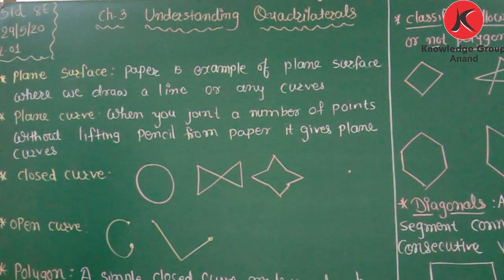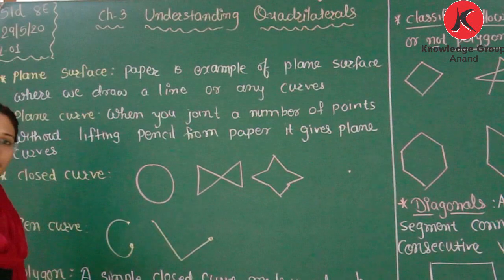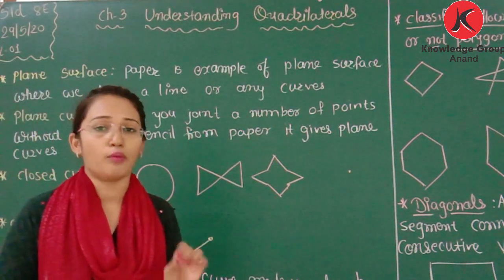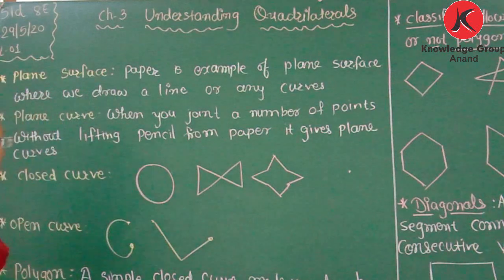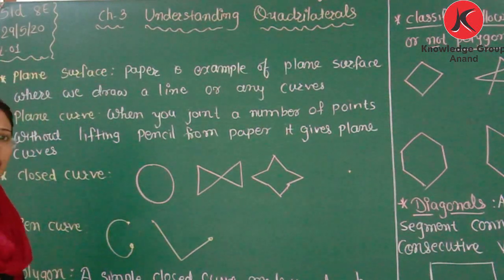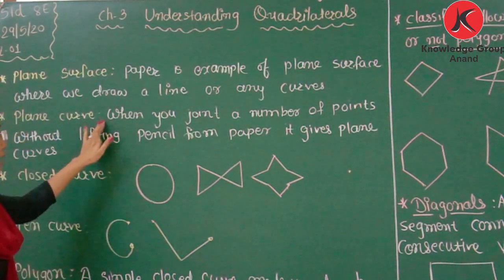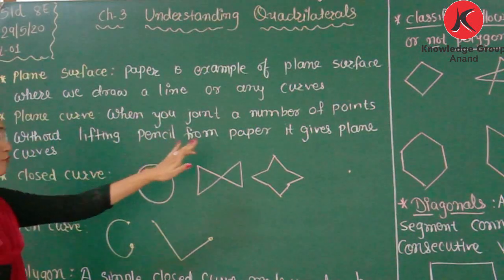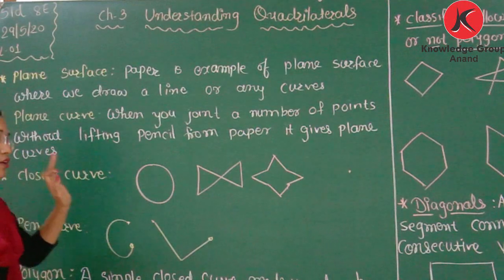Plane surface. Okay, here the example is your paper because you are drawing a line or a shape on a paper. Now plane curves. Plane curves means when you join a number of points without lifting a pencil from a paper, it gives a plane curve.